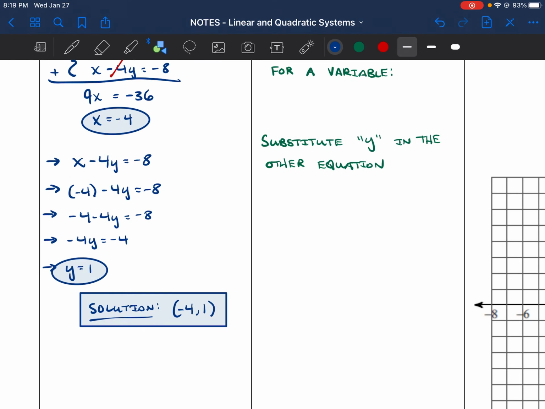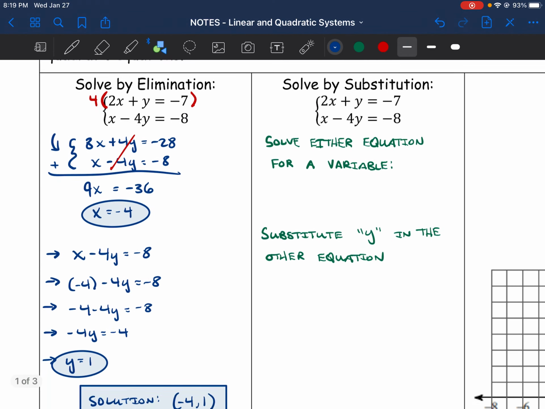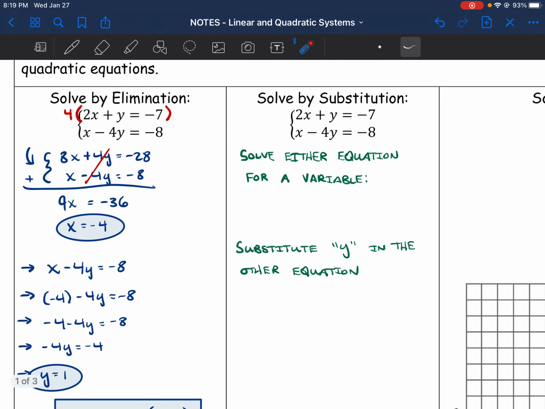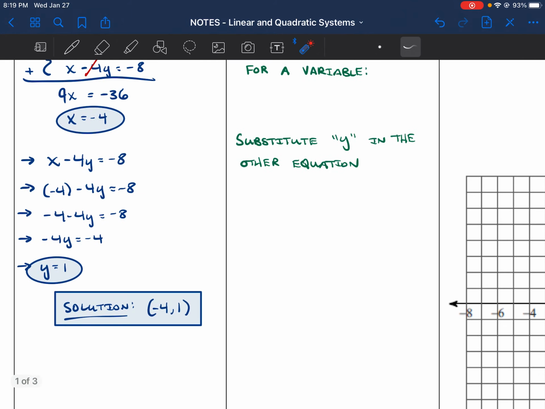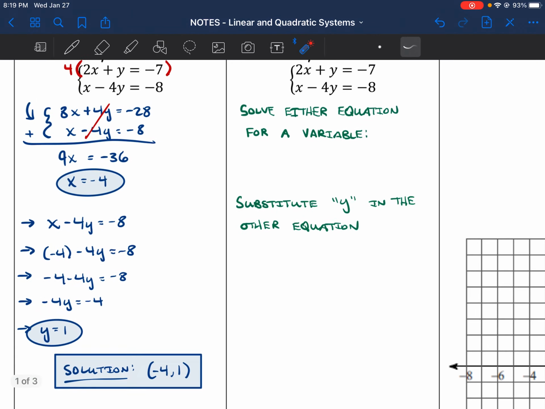Okay, so that's how we would solve a linear system by elimination. Let's take the exact same system. Let's now solve it by substitution. Notice it's the exact same system, so for our answer, we better end up getting negative 4, 1. If we don't, we definitely made a mistake somewhere.